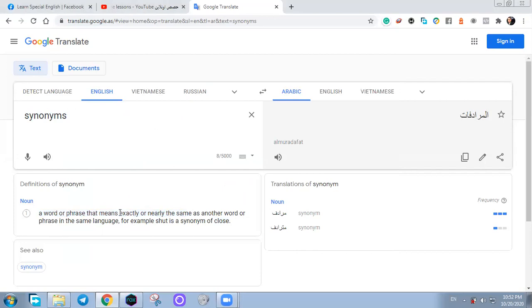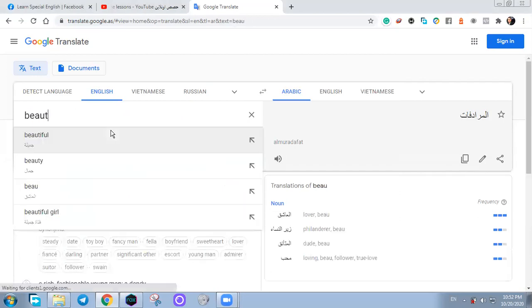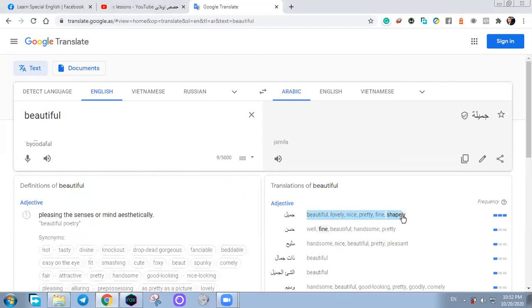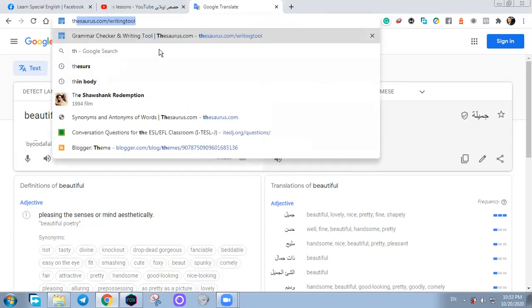In the IELTS exam, we need to use exactly the same meaning, because nearly the same means that in different contexts, you cannot use it. So if you write the word beautiful again, you'll see these synonyms. Which one should I use? Beautiful, lovely, depending on the context. For example, if I'm describing the physical appearance of a woman, I tend to use beautiful and pretty. I use handsome for a man, for example. I can also use a website called this one. This is the best website you can use for synonyms.